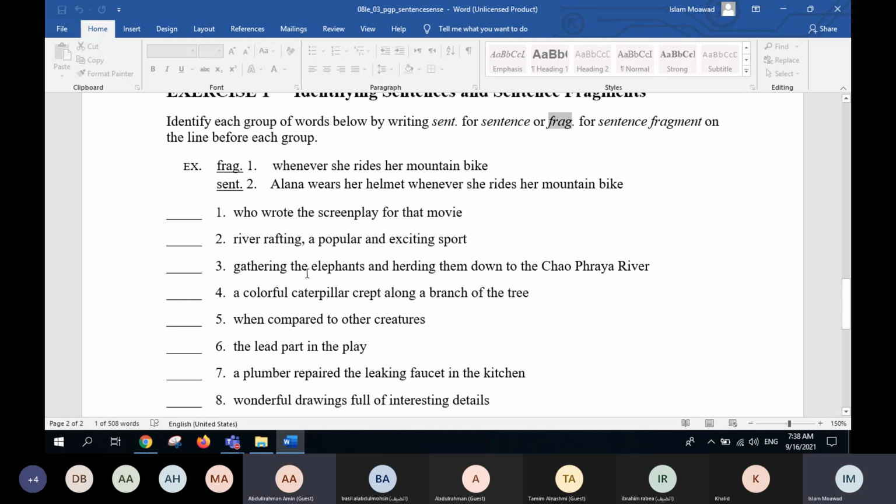Who is gathering the elephants? Who? And herding them down to the Chao Phraya River. Who? It's not mentioned in that sentence. So we don't have the subject, so it's a fragment. Okay, let's go to number four.